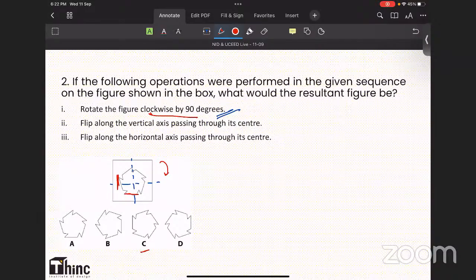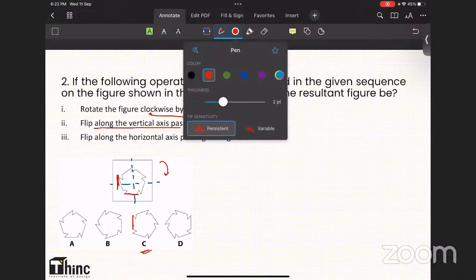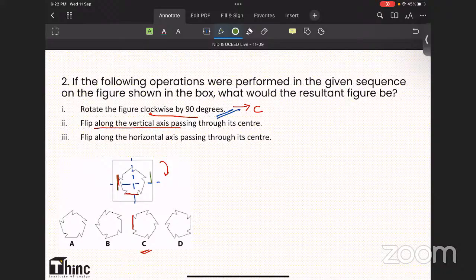See, option C, we can find that this line on the left. After rotating 90 degrees, I'm just looking at other spots also. Yes, after rotating 90 degrees, you can find one similar to option C. After rotating clockwise by 90 degrees, we can find something like this. And flip along the vertical axis, that means 180 degree rotation. Flip along the vertical axis through its center, a vertical flip. So the line which I had drawn on the left side should come to the right side.